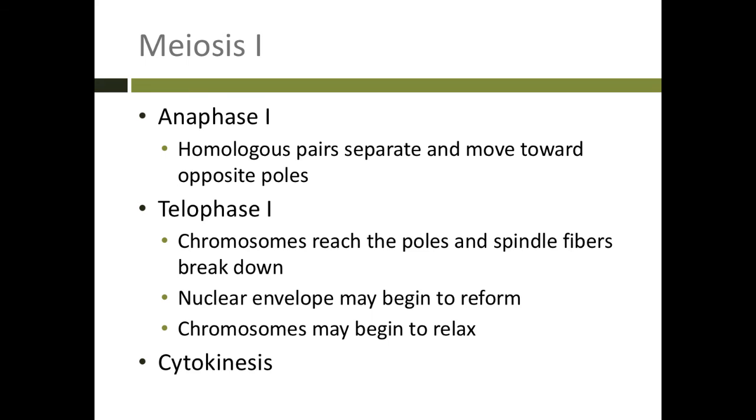In anaphase 1, the homologous chromosomes will move apart towards the opposite poles of the cell. Remember, each of the microtubules will attach to both sides of the sister chromatids and pull the entire homologous chromosome towards one side of the cell. Telophase is when the chromosomes have finally reached the poles and the spindle fibers start to break down. You're going to get reformation of the nuclear envelope, and cytokinesis will happen as normal.